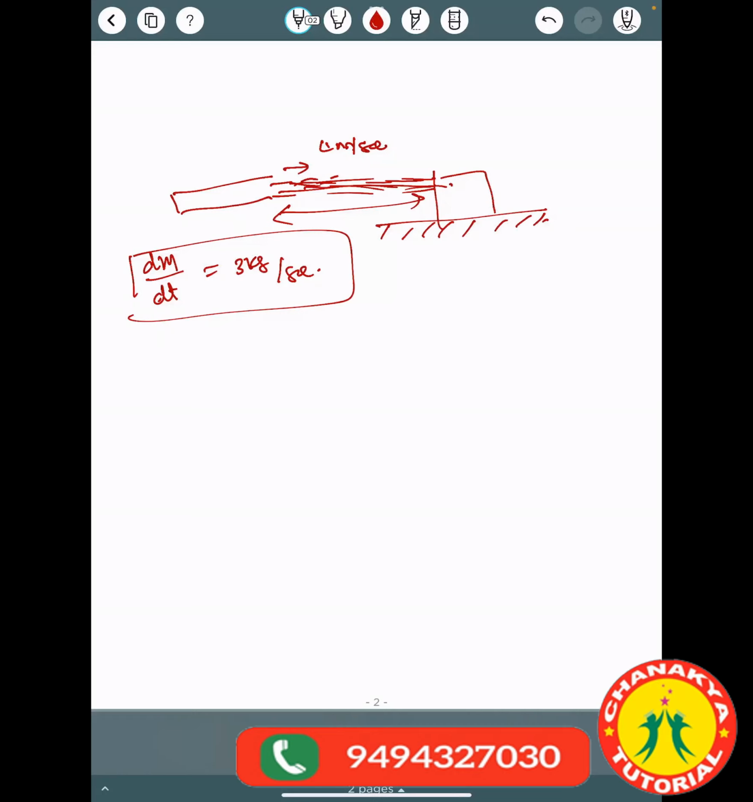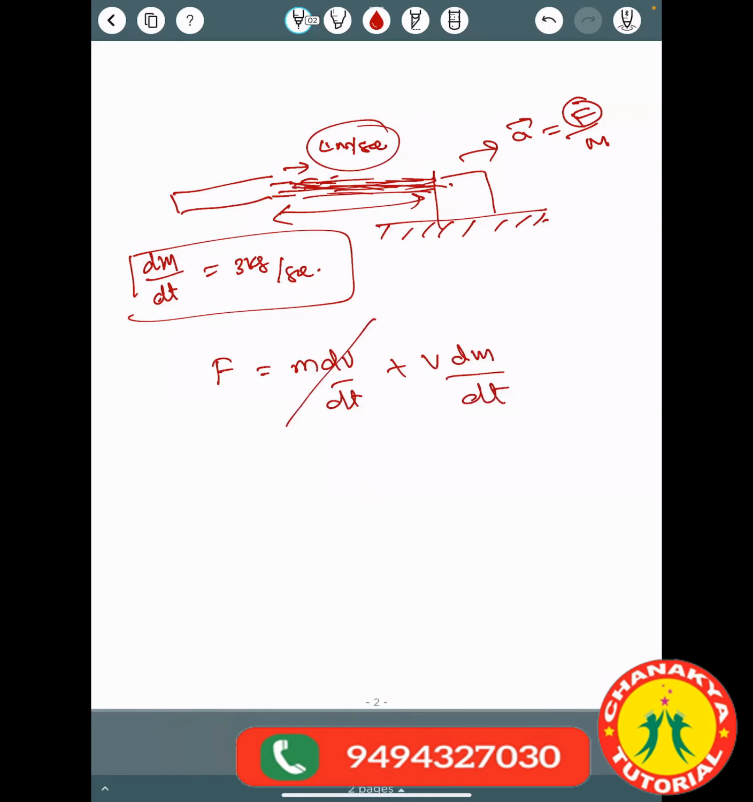I want the force. I want the acceleration of the block. To calculate the acceleration of the block, I need force by m, right? So now I want to calculate the force. We know that F is equal to m dv/dt plus v dm/dt. But the water which is coming out has a constant speed. That means this term is 0. Plus, what is v? It is 4. What is dm/dt, guys? 3 kg per second, so 4 times 3. So this is 12 Newton.